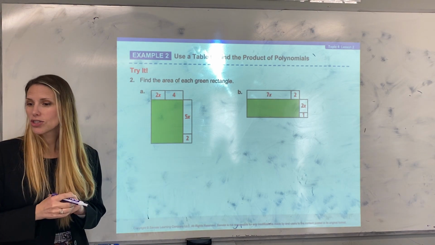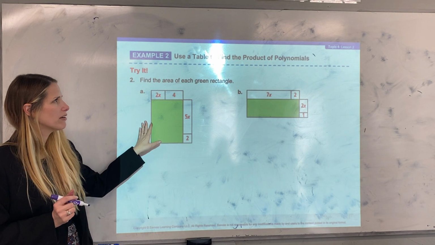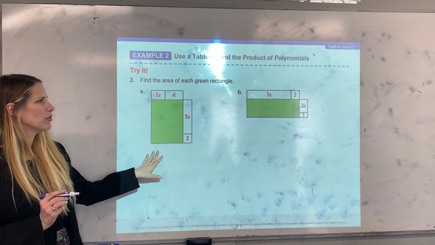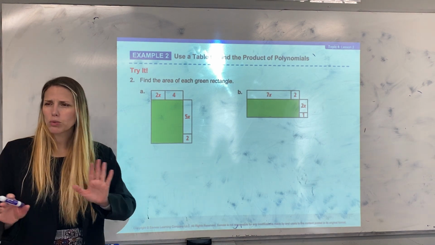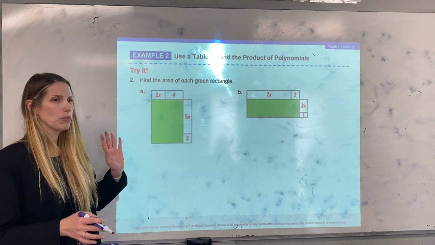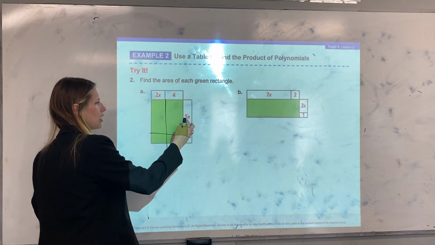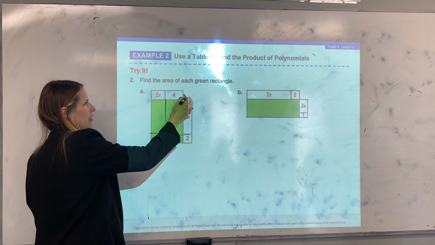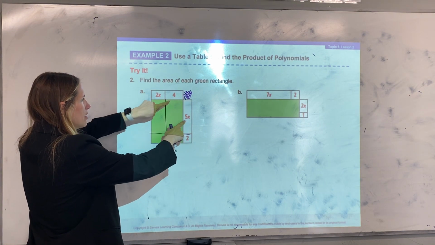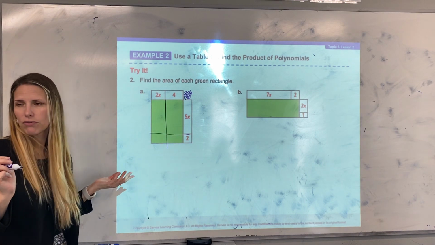Okay, so let's go over these. This is example 2, try it, from lesson 6.2. So we are gonna make our tables, and I see that some of you made your tables backwards, which is totally fine, especially because the way that this is written, it almost looks like a table. So it's okay if you did your table backwards and you shaded in that area, because as long as you are multiplying your terms correctly, you're fine, right?